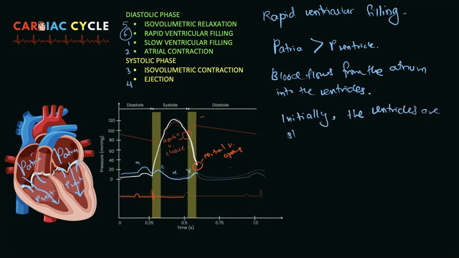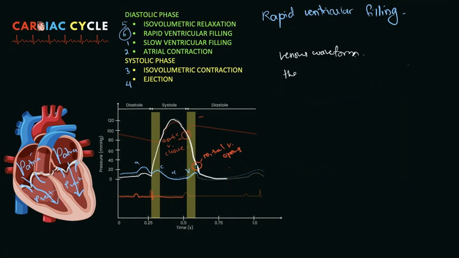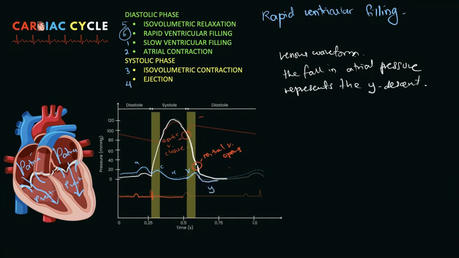In the initial phase of diastole, the ventricles are still relaxing. Therefore, intraventricular pressure continues to decrease like so, causing the blood from the atria to flow rapidly into the ventricles, so that it's called the rapid ventricular filling. As for the venous waveform, the decrease in the atrial pressure is represented by the Y descent, like so on the venous waveform.